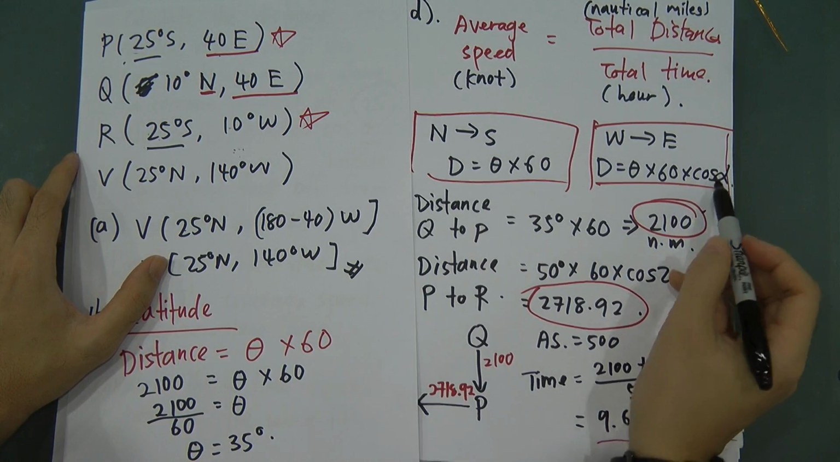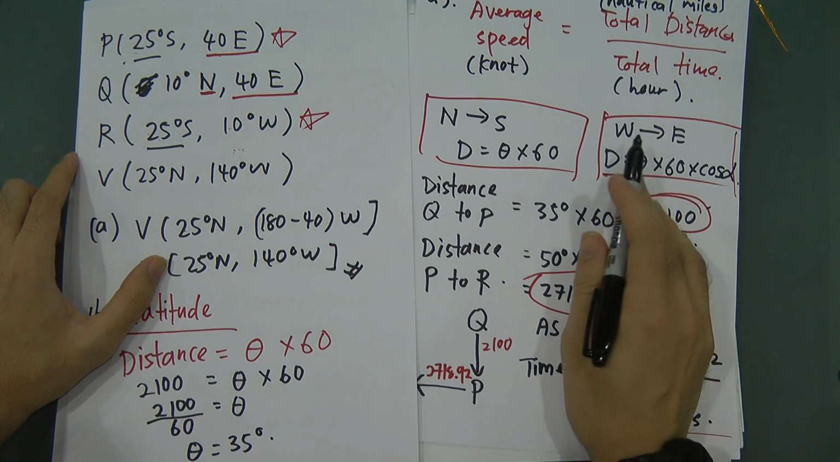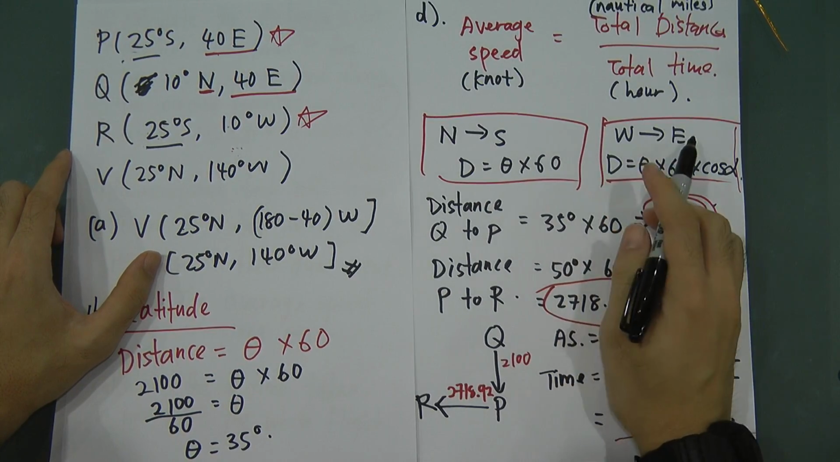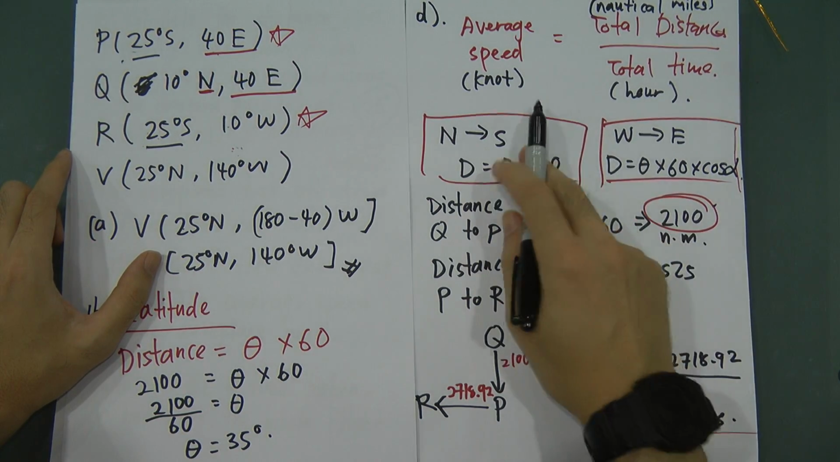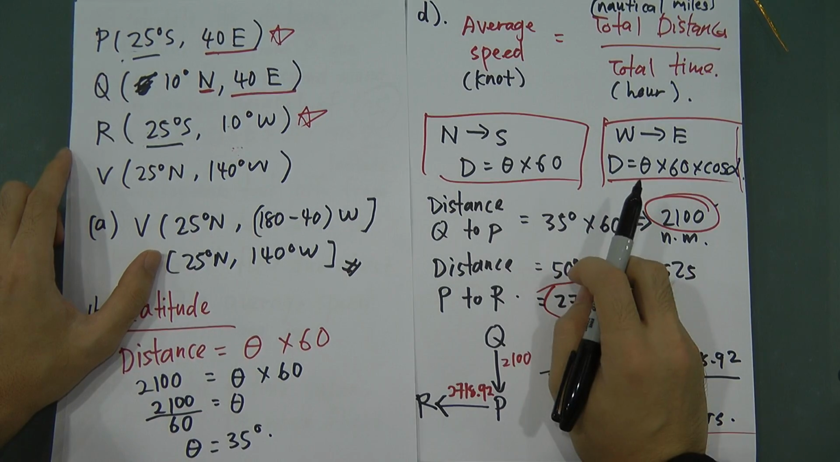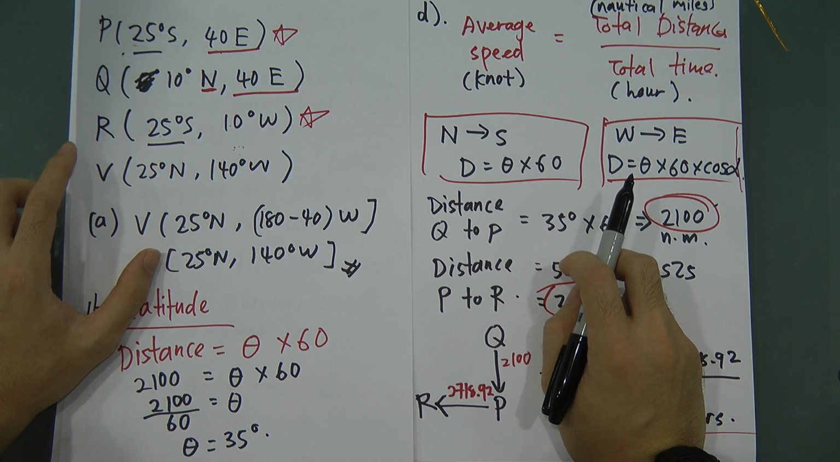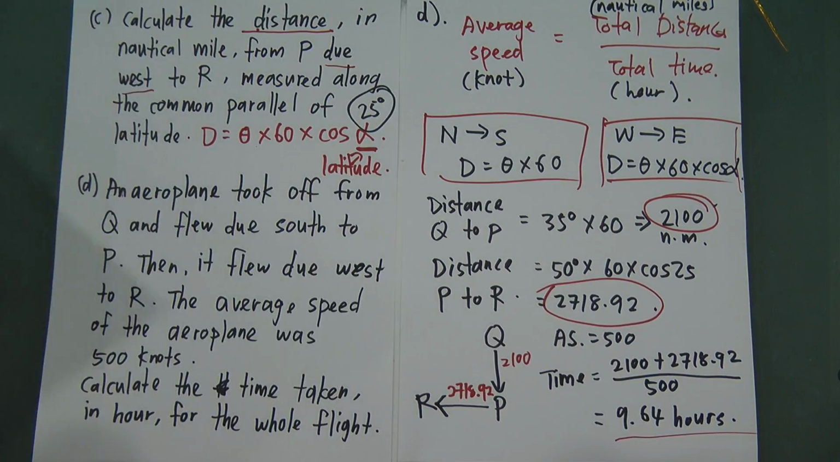And then you have to multiply by another cos alpha if the airplane is moving from west to east or from east to west. Alright, if you memorize this and the average speed formula, I think there should be no issue for you to solve a question like this.